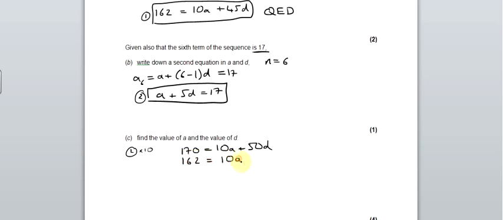and then I write the other one underneath it, and I'm going to solve this by elimination because it seems to me to be the most efficient way at the moment. And then it's a subtract. 170 take 162 is 8. 10 take 10 is nothing, that's the whole point of that. 50 take 45 is 5d, so d is equal to 8/5.